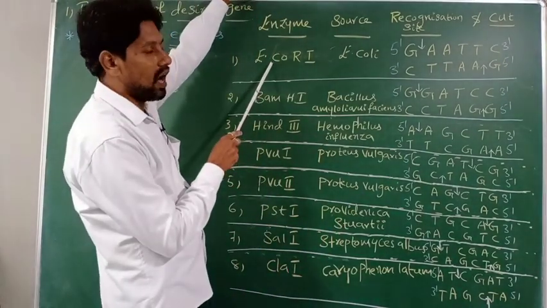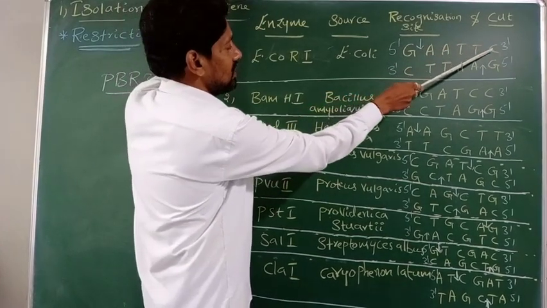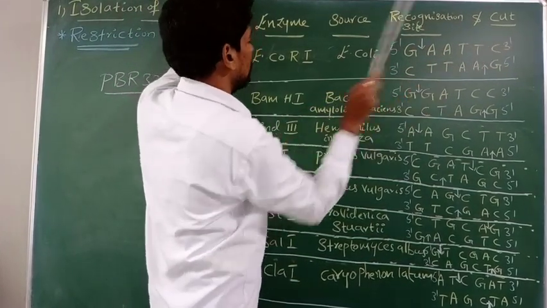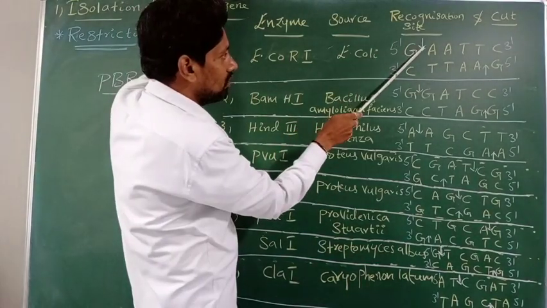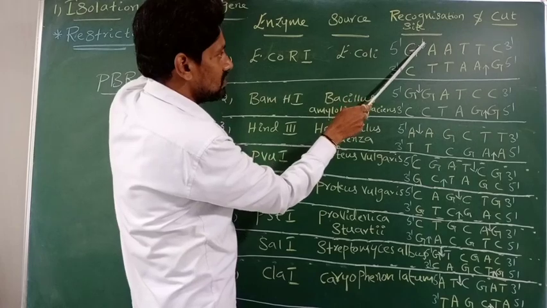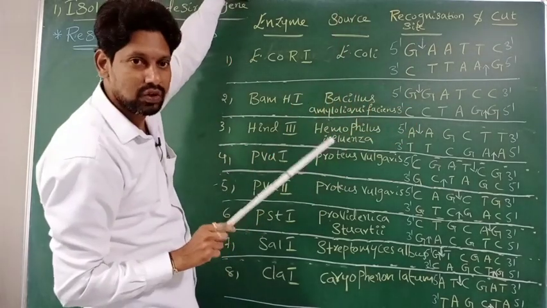Sir, for EcoR1, what is the recognition site? GAATTC, reading from 5' to 3'. EcoR1 cuts between what and what? G and A. Therefore, this arrow indicates the cut. What does this arrow indicate, sir? Cut. Is it okay? Right.